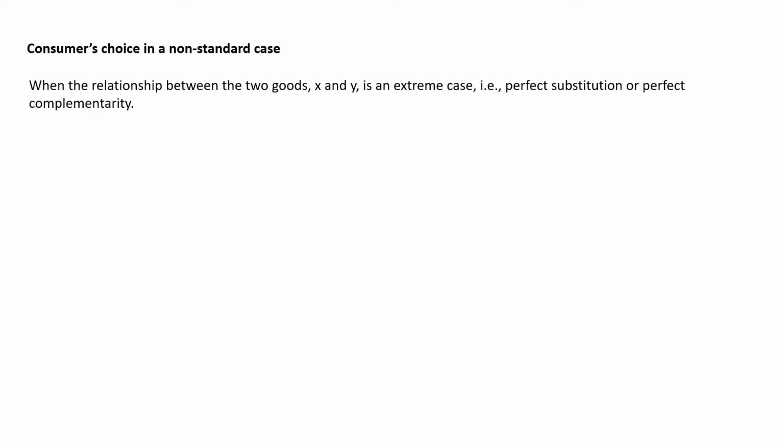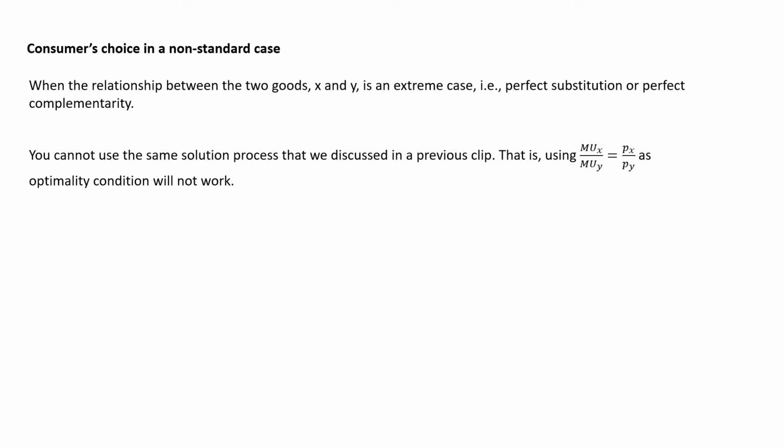Hello. In this clip, we are going to continue our discussion of the consumer's choice, but this time we'll assume that preferences are not standard. That is, we have some kind of extreme case of the relationship between the two goods. This could be perfect substitution or perfect complementarity. The standard way of solution, that is using the optimality condition, which is nothing else than the ratio of the marginal utilities being equal to the price ratio, will simply not lead to a solution.